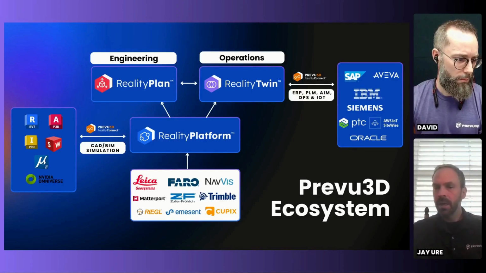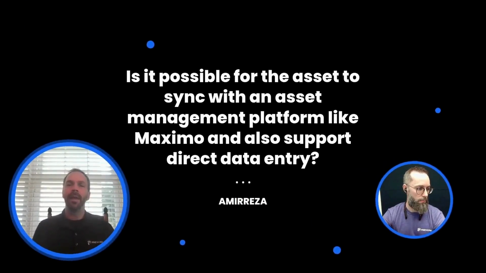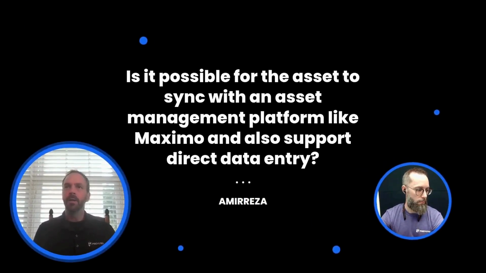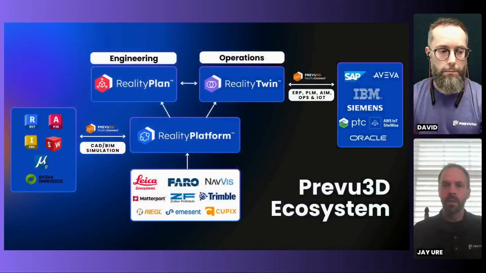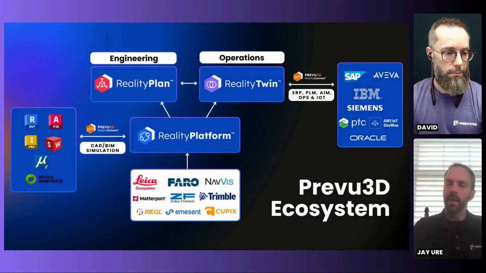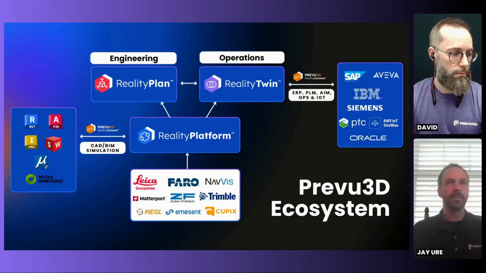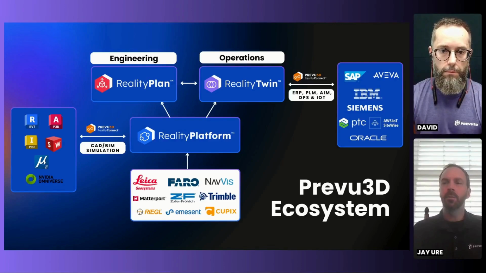Let's see here. Do we have any more questions? Is it possible for the asset to sync with an asset management platform like Maximo and also support direct data entity? So on the diagram on the upper right-hand side, I think you saw IBM, and the IBM logo is a simulation of Maximo. Maximo is something that a lot of people are going to want to connect to, specifically in these large facility management solutions. So we are building that in, and that is really going to be a function of what you need on the individual project or organizational level.